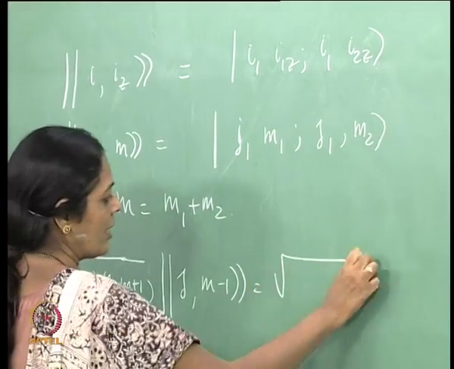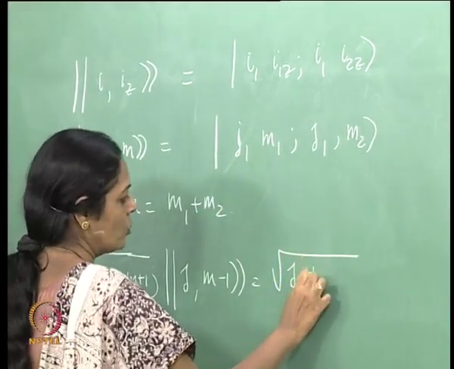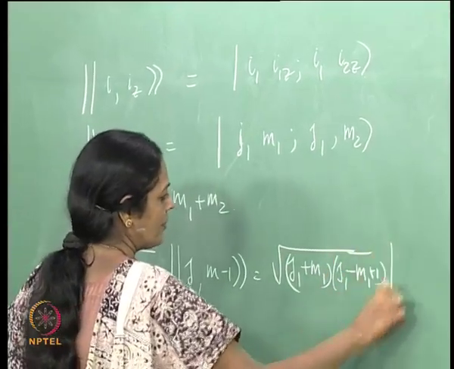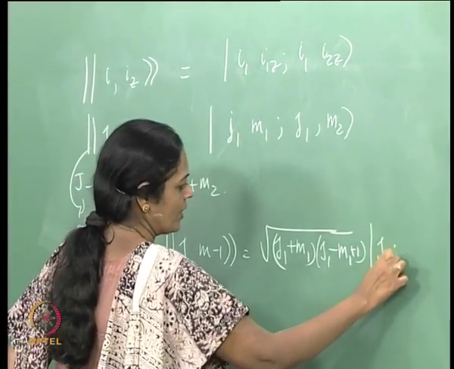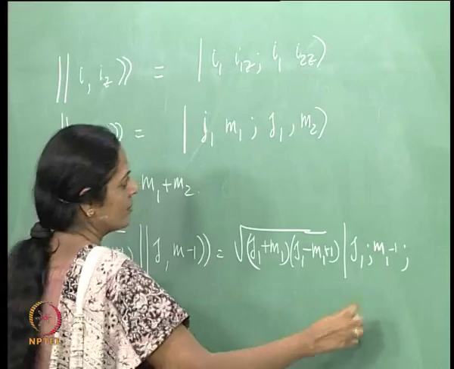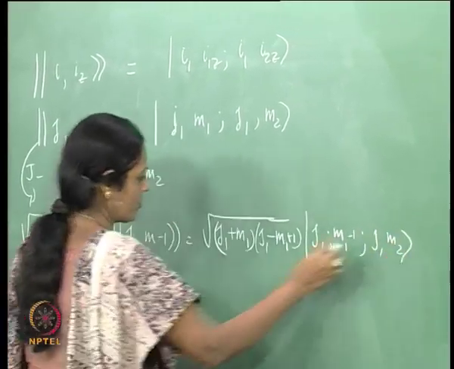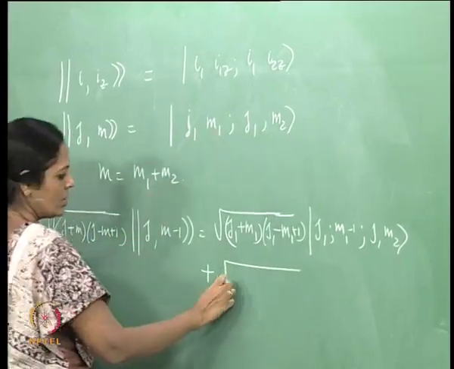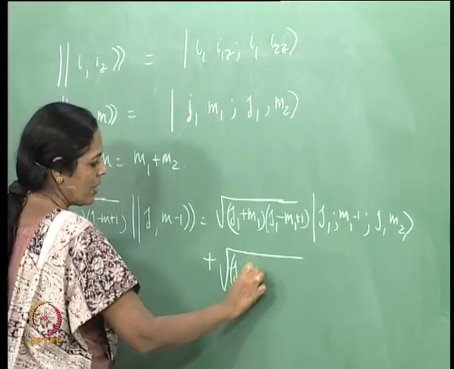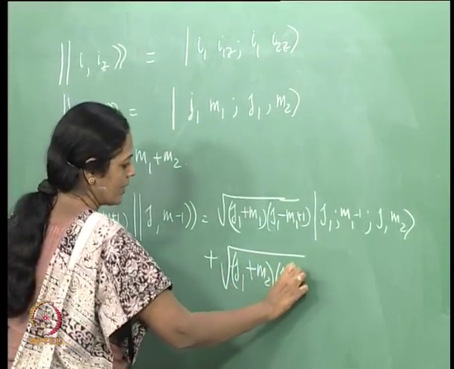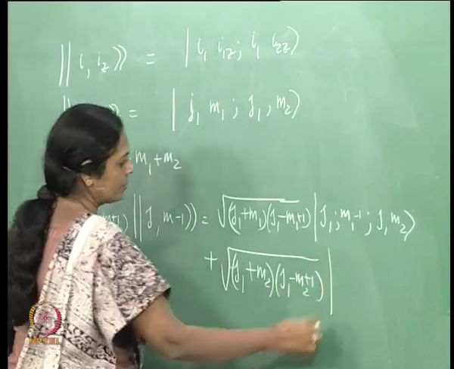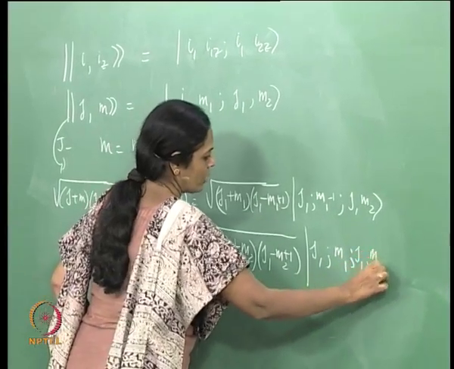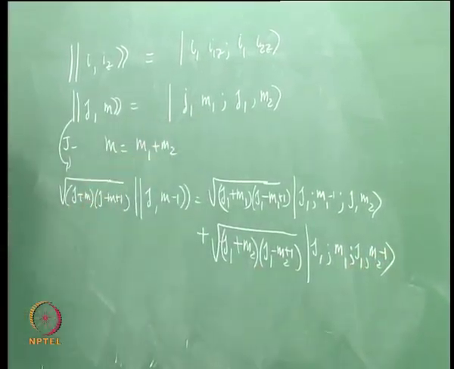On the right hand side, the first term gives me root of (J1 plus M1) times (J1 minus M1 plus 1), and the state itself becomes J1 M1 minus 1, J1 M2. That is the first term. In the second term the operator acts on this, leaving the first alone, so I have root of (J1 plus M2) times (J1 minus M2 plus 1). The first state stays put, the second one, the M2 value, changes by 1. So this is what I would have got.